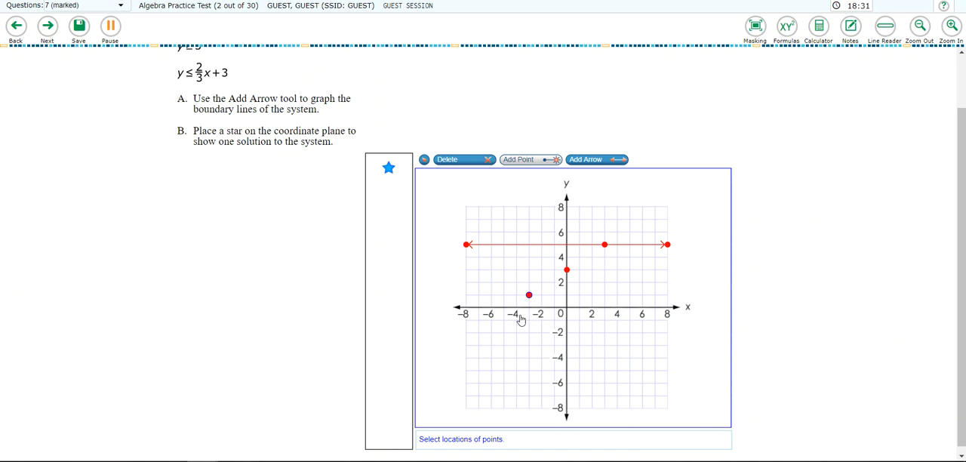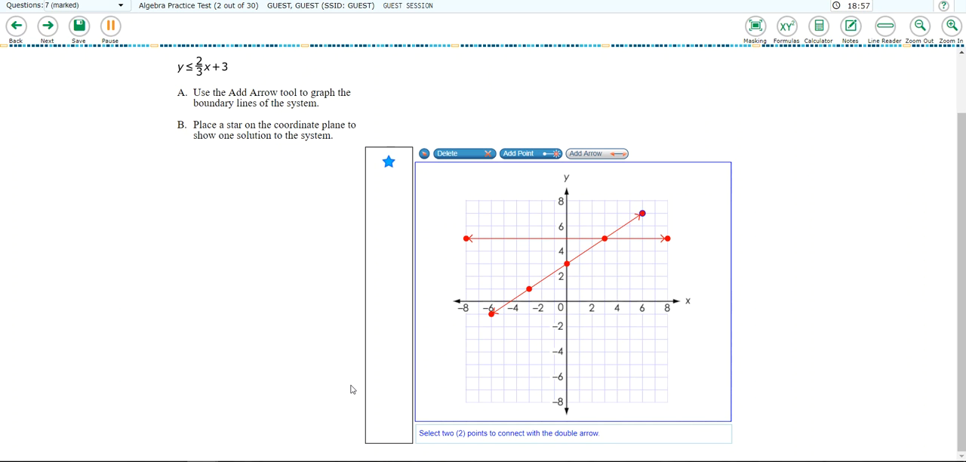Now don't let these numbers confuse you. There's 1, there's 2, 1, 2, 3. And up 2 to the right 3. So I do have a bunch of points there. The add arrow tool will work here. Left click, and there we go. The arrows mean that it goes on forever. I do not have to have it extended on this graph.